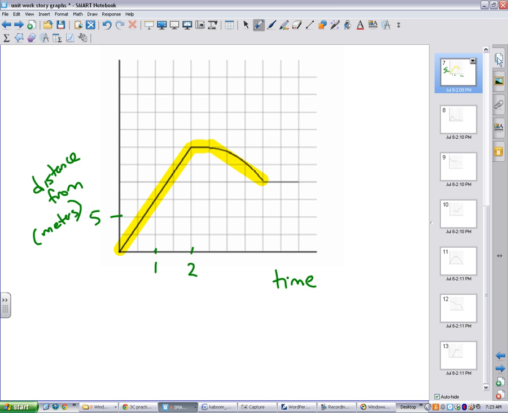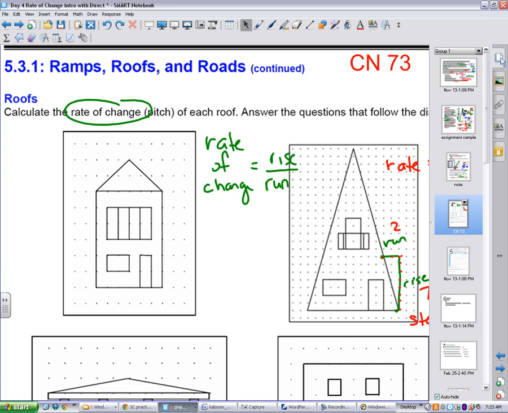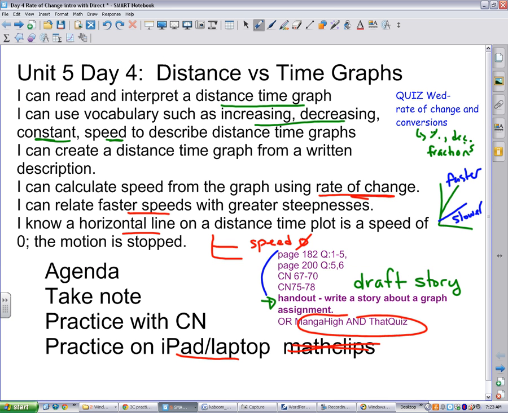And if we look back at the assigned pages, then you will be working on textbooks, page 102 and 200, or course notes 67 to 70 and 75 to 80 after you have created for me a draft story. Good luck. Don't forget your quiz on Wednesday.